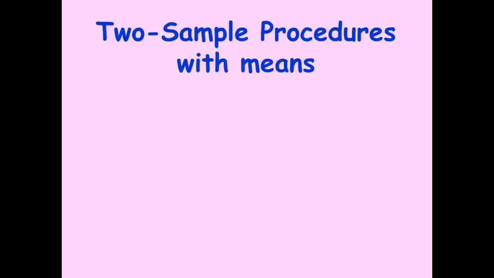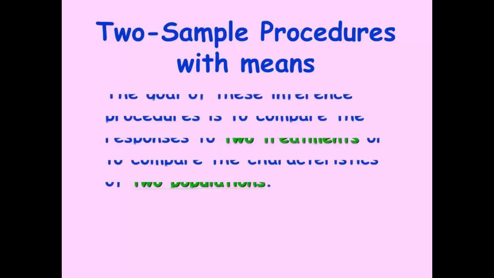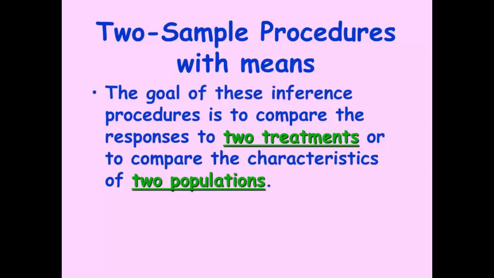So let's talk about the process of this, what we're trying to do. The goal of these inference procedures is when we want to compare two different treatments from two different populations. This is different than a matched pairs design. These are independent samples. So most likely we'll have two different sample sizes that we're actually going to physically compare and ask ourselves, is there a difference between one treatment versus another?